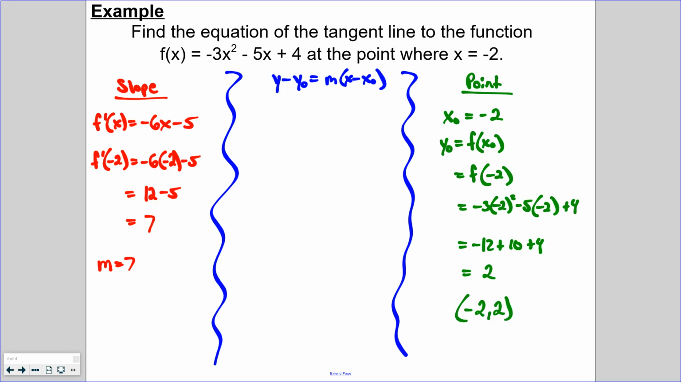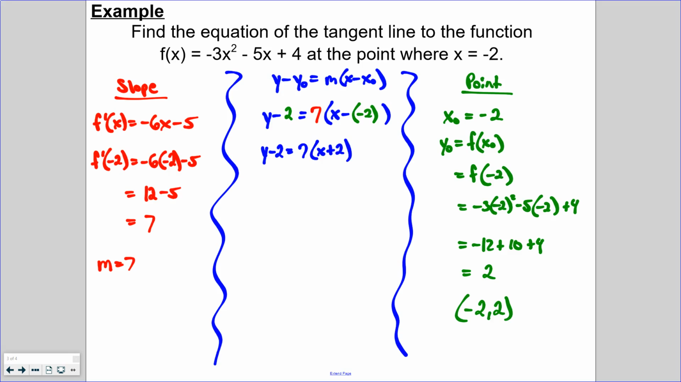Now it's time to plug those in. So we'll get y minus 2 is equal to our slope, which we said was 7, times x minus negative 2. Now, before we go ahead and convert this to be in slope-intercept form, I'm going to simplify the negative here. So I'm going to get y minus 2 is equal to 7 times x plus 2.